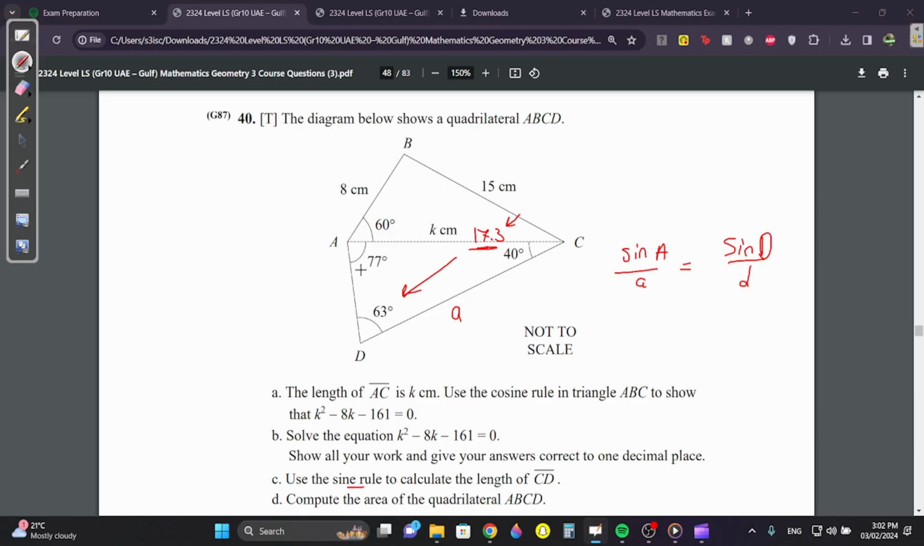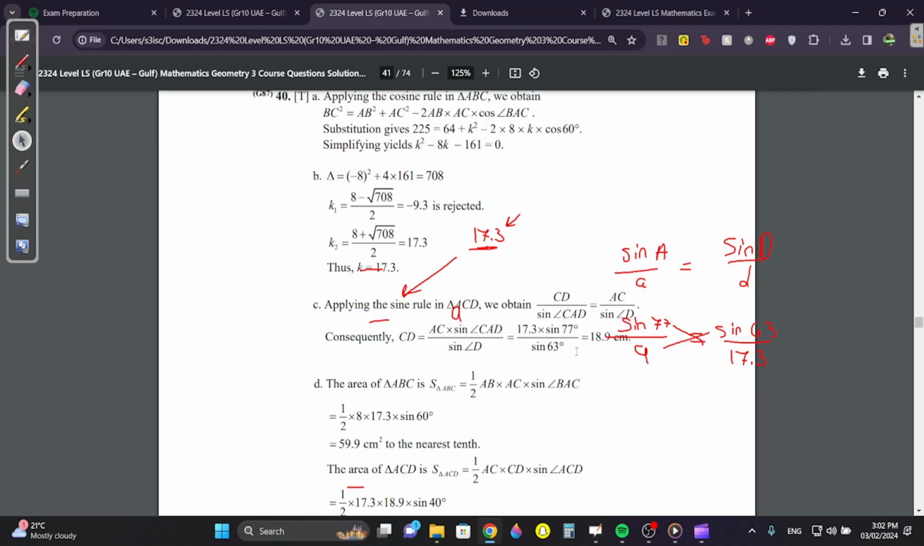How do we simplify it? Sine A will be sine 77 over side A, we don't know it, we're trying to find it, equals sine D, so sine 63 over D, the side opposite to D, 17.3. Okay, solve this. I think, and I didn't solve it yet, 17.3 sine 77 divided by sine 63. You should get 18.918. Let me check if this is correct.